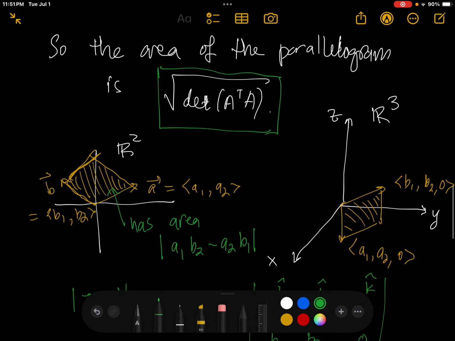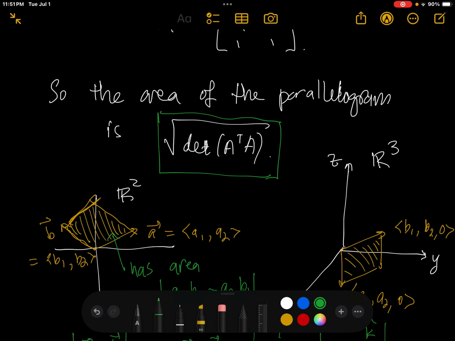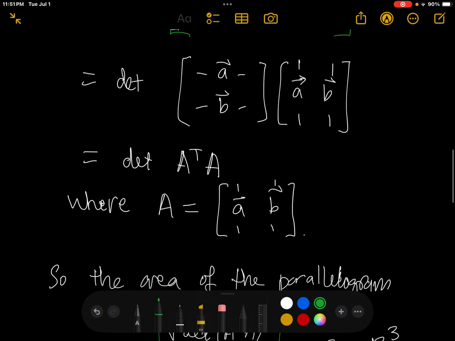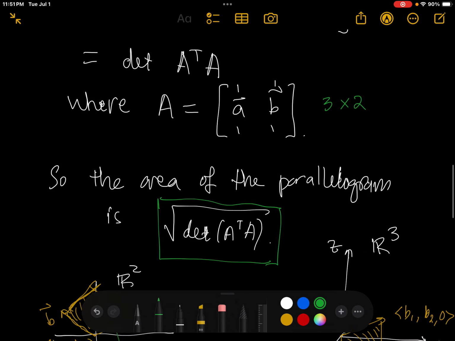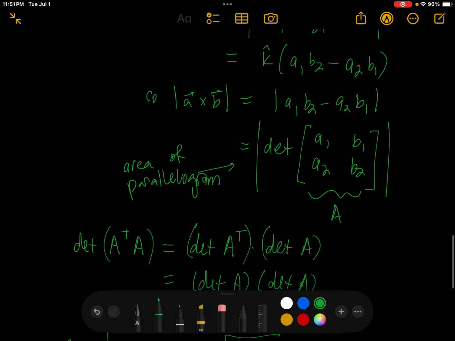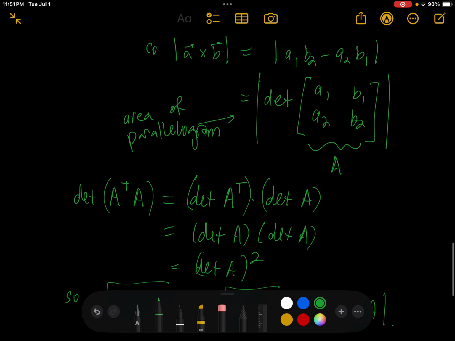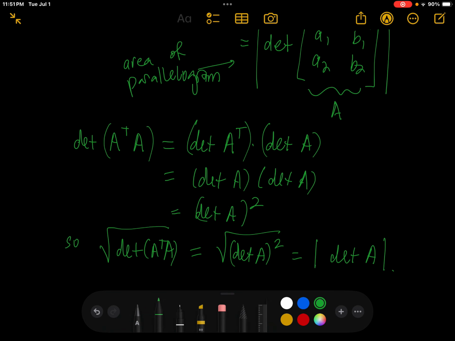So this square root of the determinant of A transpose A shows up in both cases. Now notice that in the first example, your matrix A is not square. So you can't split up the determinant of A transpose A as the determinant of A transpose times the determinant of A, because your matrix A here is a 3 by 2 matrix, right? Because A and B are vectors in R3. When you have this matrix here, you have a 2 by 2 matrix. Okay, so that's what I want to say about the area of a parallelogram in R3.